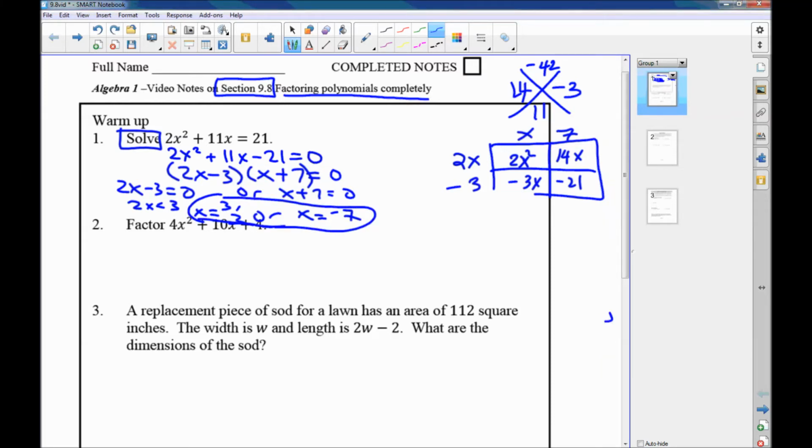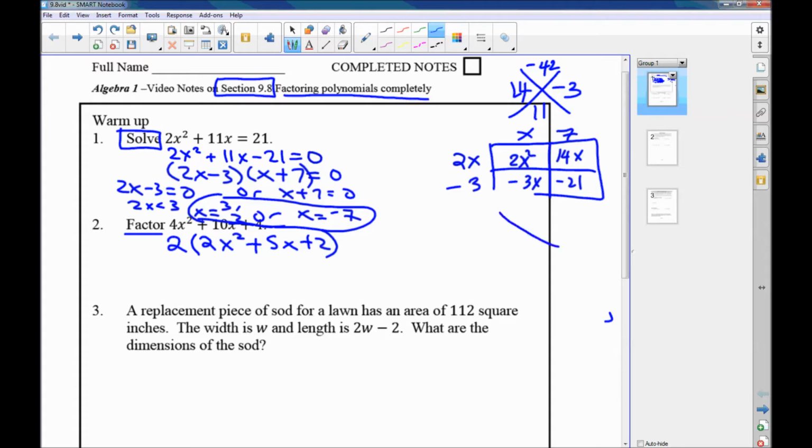Okay, and number 2, it says factor. So we have 4x squared plus 10x plus 4. So we're trying to split this into 2 or 3 factors, some things that multiply to the top one. And if you look at this problem, you can see that 2 can be factored out, the greatest monomial factor. So we'll take that out first to make the problem a bit easier to factor the rest of it. Okay, we'll be doing that a lot today. So 2x squared plus 5x plus 2.